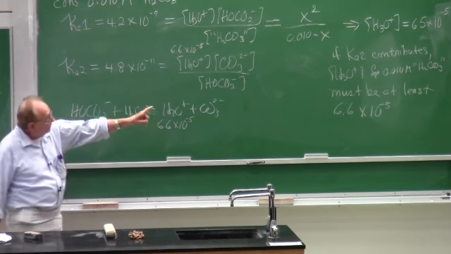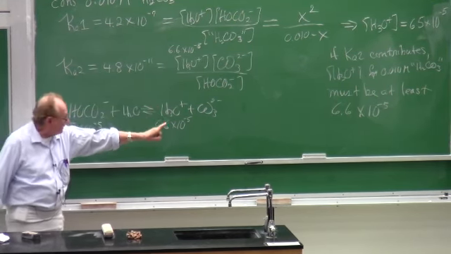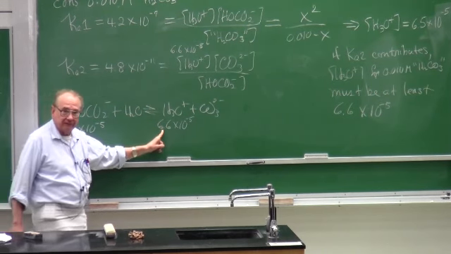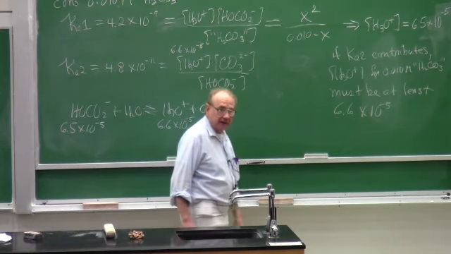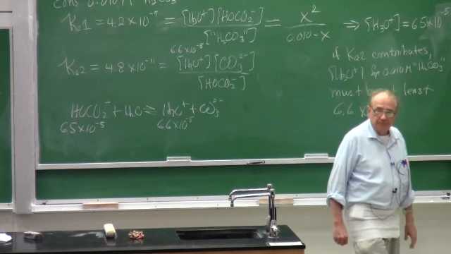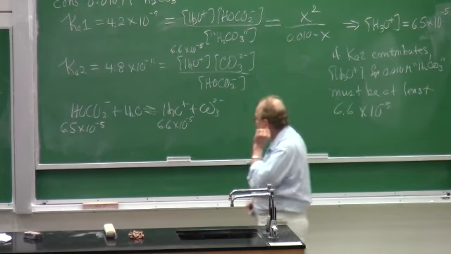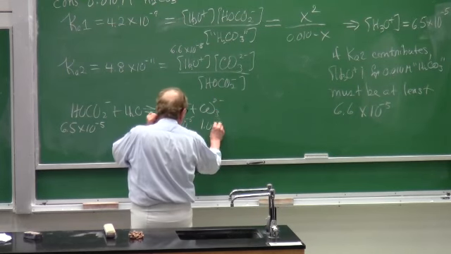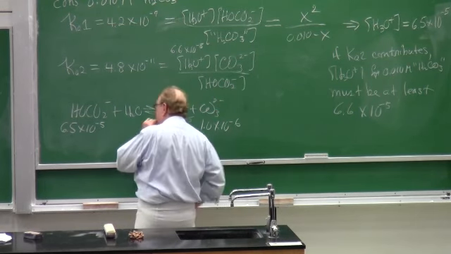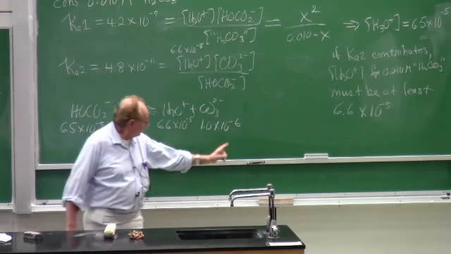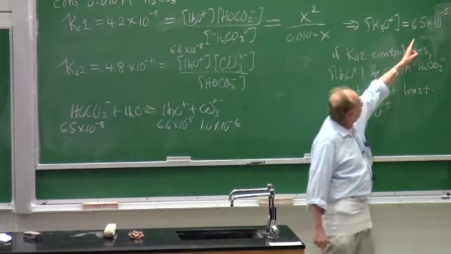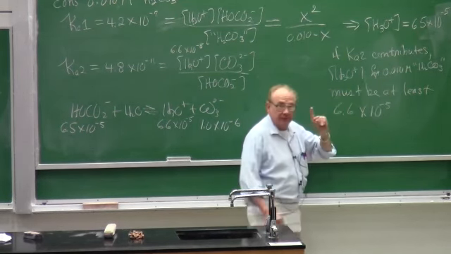Well, if the hydronium ion molarity went from 6.5 times 10 to the minus 5 to 6.6 times 10 to the minus 5, what's the carbonate ion molarity? What is it? It's that. Because this is the number I have to add to this number to turn it into this number.